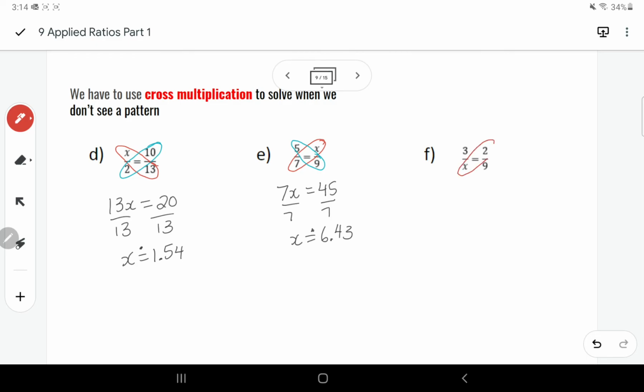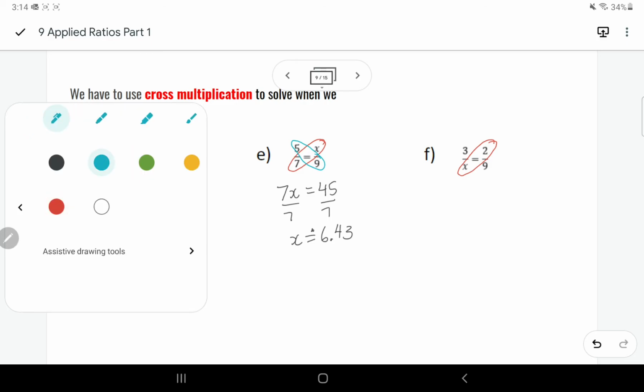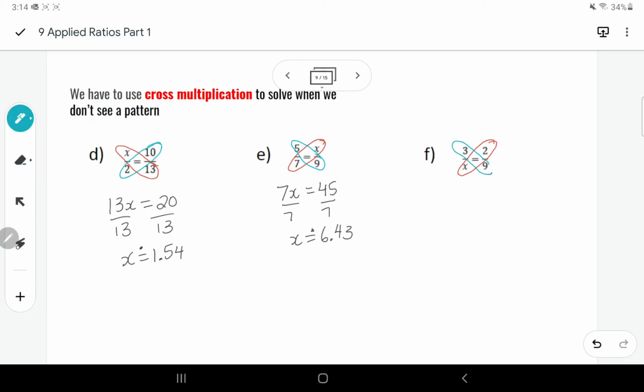So last example here, we've got x and a 2 on that diagonal, and 3 and 9 on this diagonal. So I get 2 times x equals 3 times 9 is 27. And then divide by 2 to get x by itself. We get x equals 13.5. So you won't always have to round it. That one was okay.